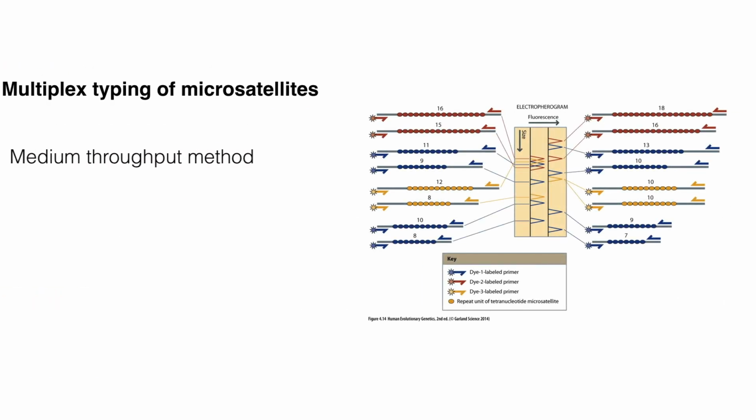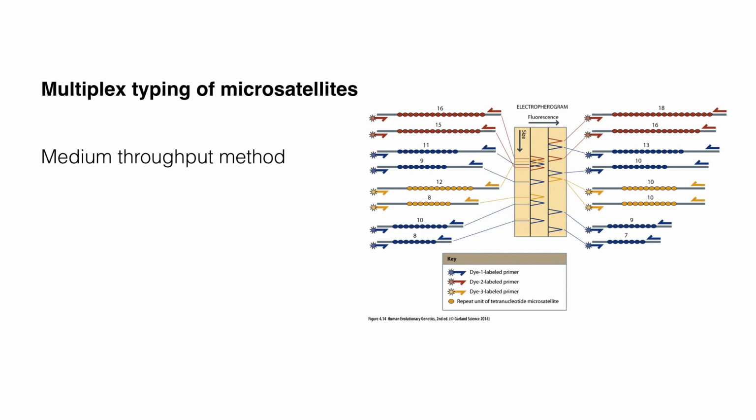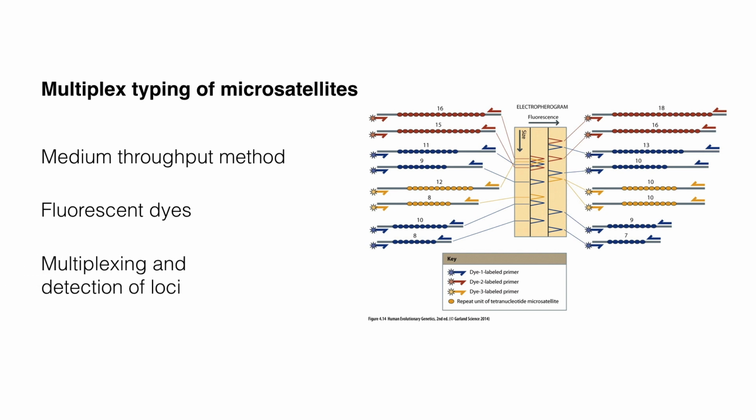Another medium-throughput method that's often used is multiplex typing of microsatellites. In this method, PCR primers labeled with fluorescent dyes allow multiplexing and simultaneous detection of several loci, in this case 4, on a capillary electrophoresis platform.